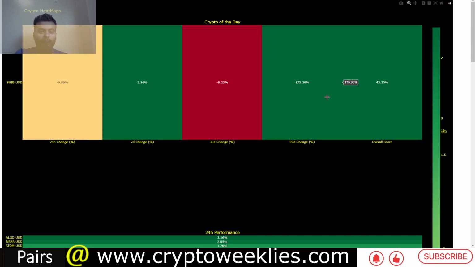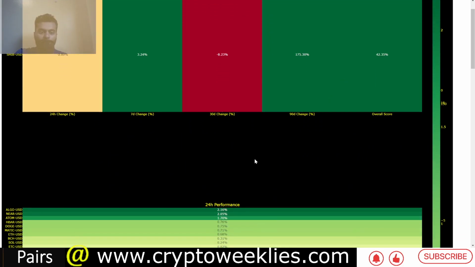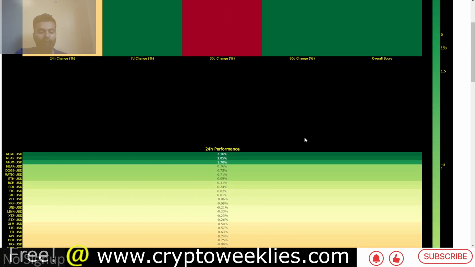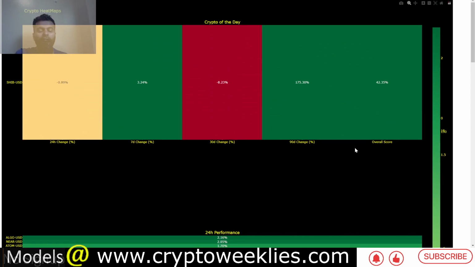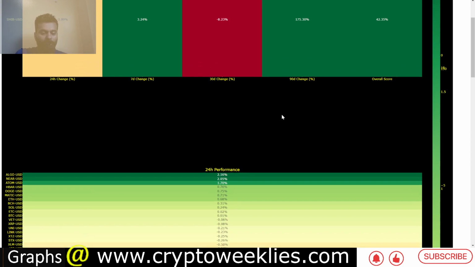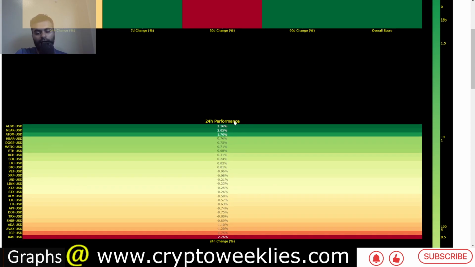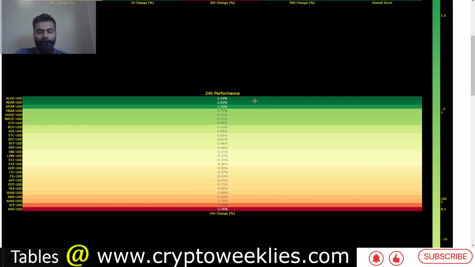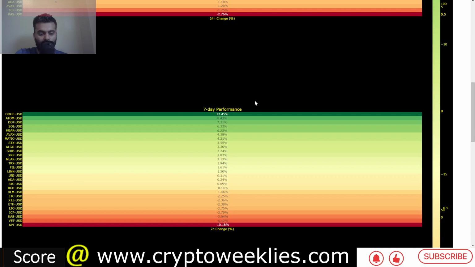In terms of the heat map, this is looking at the key performance over the last 24 hours, 7 days, 30 days, and 90 days, and assigning which crypto is the crypto of the day based on all of these key time periods. SHIB is still leading this crypto of the day over the last 7 to 8 days. But over the last 24 hours, Algorand, Near, and Atom have had a better return.